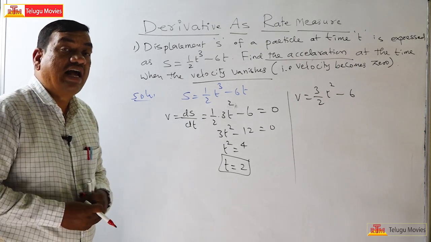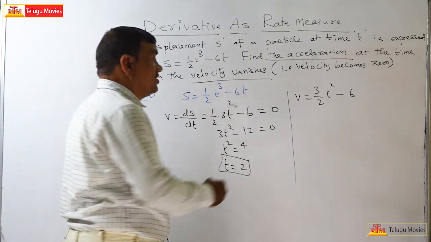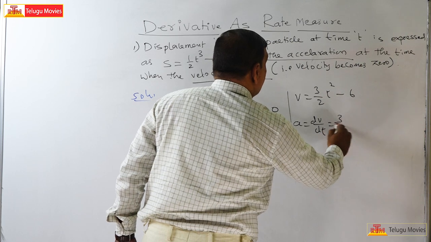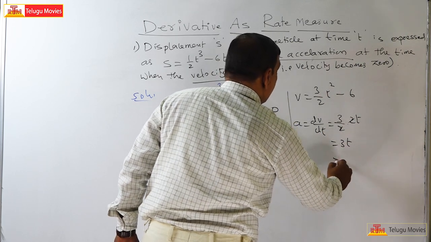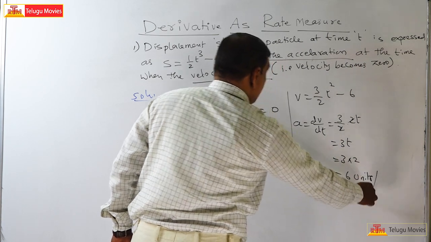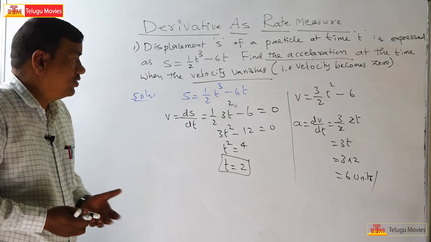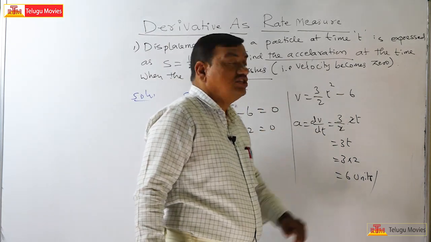Then how to find out acceleration? The rate of change of velocity is called acceleration. So a is equal to dv by dt. So 3 by 2 into t square means 2t. 2 cancels, 3t. 3 into 2, that is 6 units per second square, or whatever may be the time square. Therefore, acceleration is equal to 6 units.